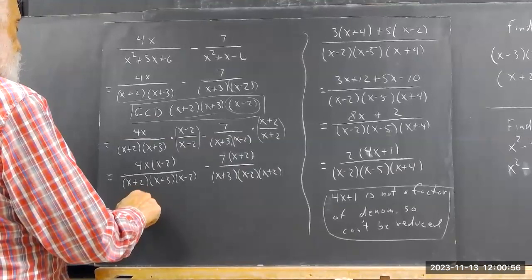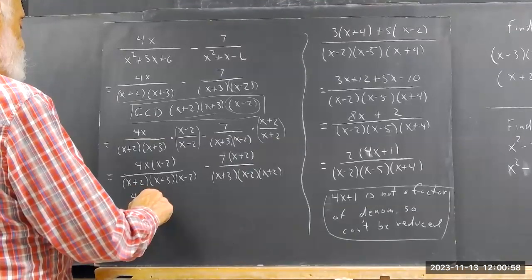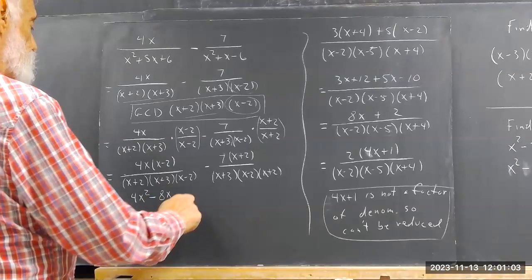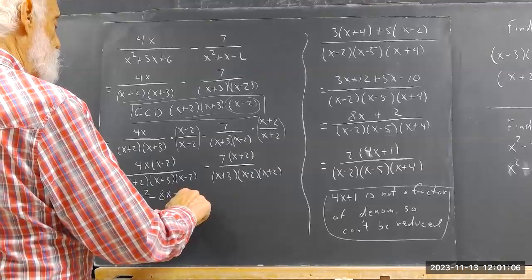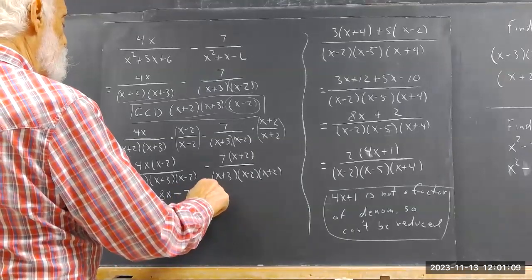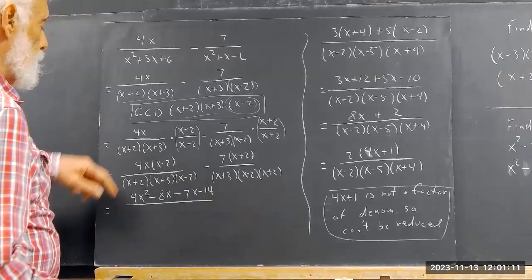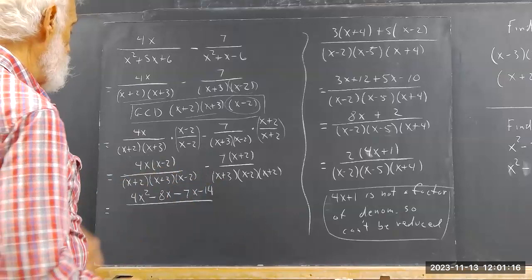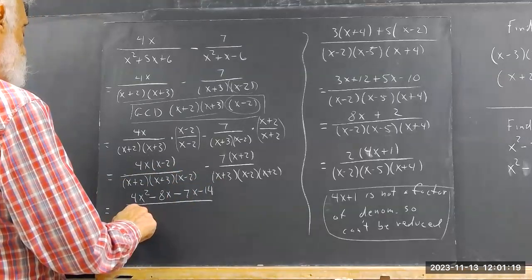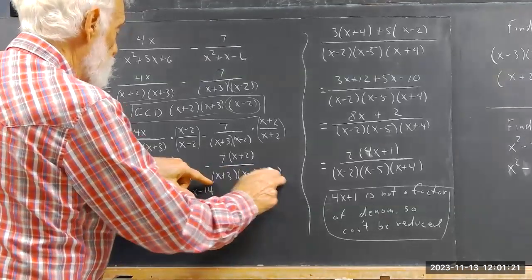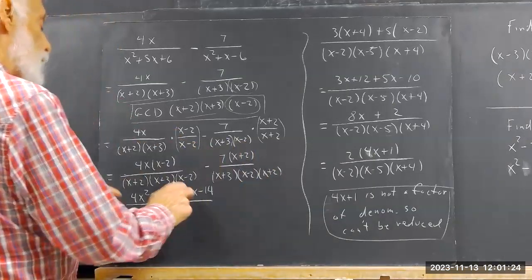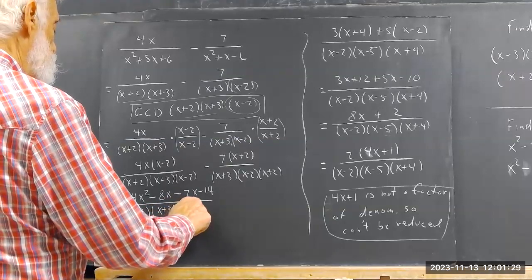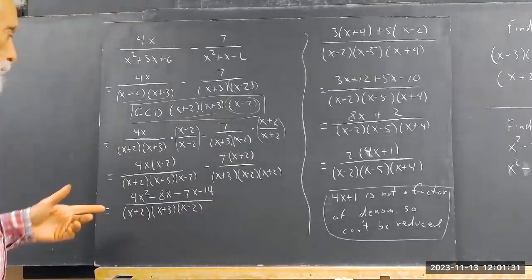That's going to then equal 4x squared minus 8x. And then it's going to be minus 7x minus 14. It's this numerator minus this numerator. And that's over the whole denominator because these denominators are equal. We can just operate on the numerator. So there we've got it.